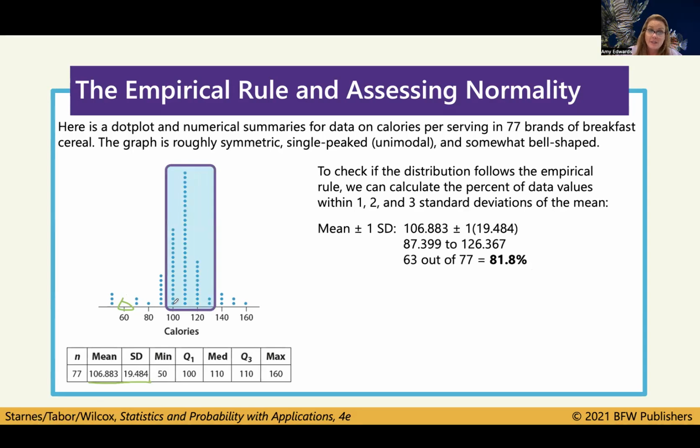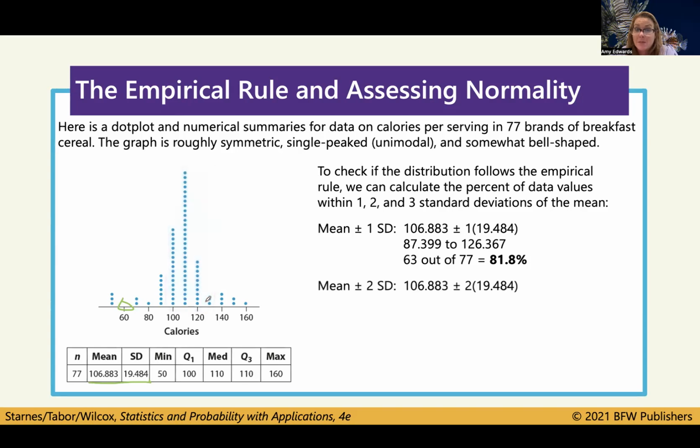They calculated. They went 1, 2, 3, 4, 5, 6, 7. They counted all the dots. There's 63 out of 77. So that percentage is 81.68. What's it supposed to be if it's the empirical rule? 68%. Let's test it with 2.